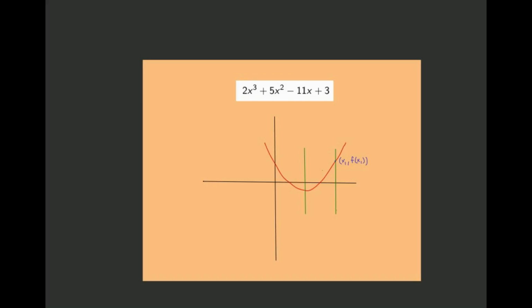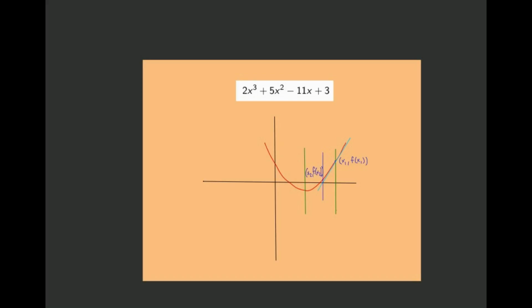Now let's find a point, in this case x1. And this is where we are going to start our process to find the x-intercept. And the coordinate of x1, where it intersects the function graph, is x1 for the x-coordinate and f of x1 for the y-coordinate. And then we put a tangent line on that point, and that intersects the x-axis. And that's where x2 is.